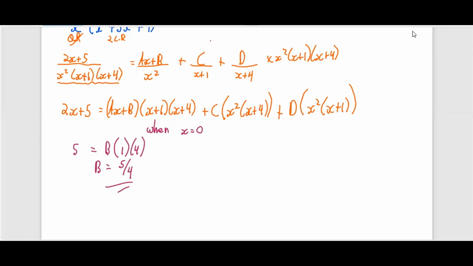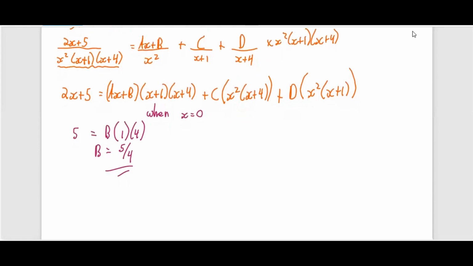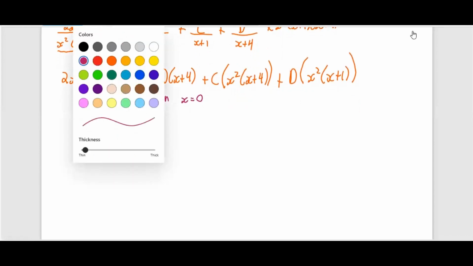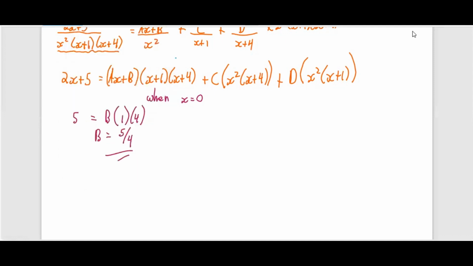I don't think I could plug in any other x's to get it to disappear. If you're seeing it, you could try it. It should boil down to the same answer. But at this point, I am just going to expand and equate coefficients. So this would be 2x plus 5. This might be a little long, so just try it if you want to while I'm doing it.